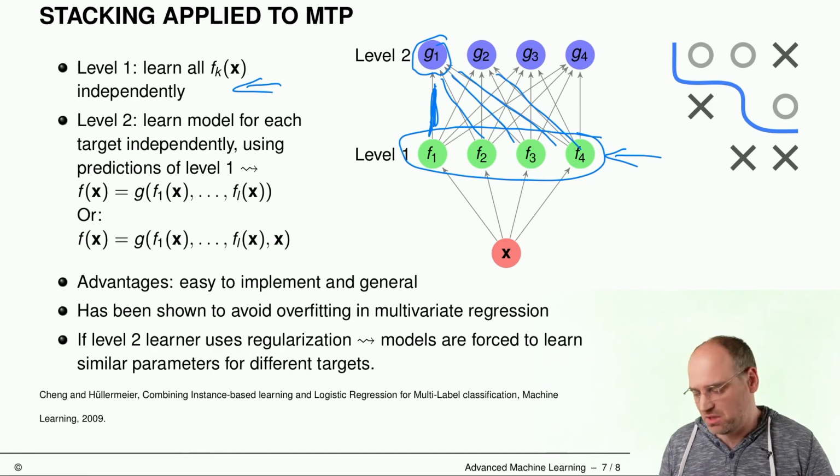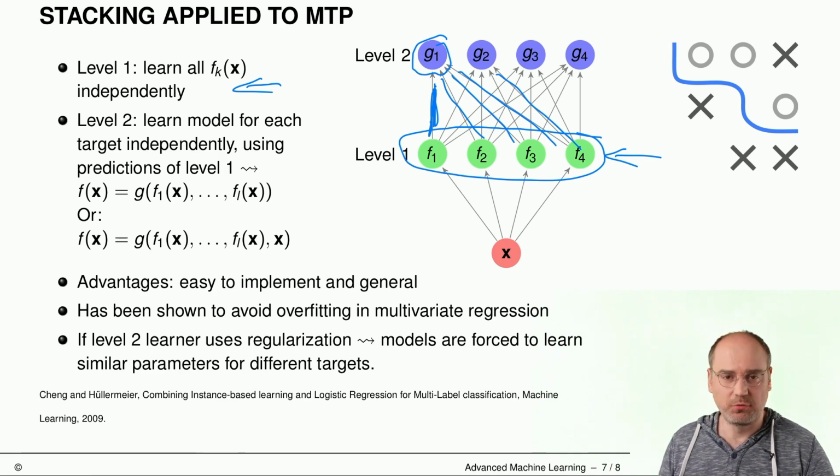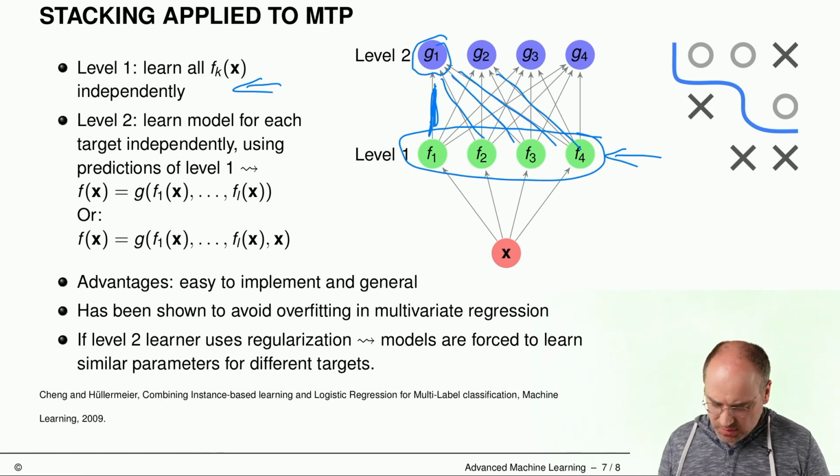Again, from a software engineering or toolkit perspective, you now have the freedom of using basically every model class and also maybe some hyperparameter optimization techniques of your liking. It's also pretty clear that this will not scale that well if the number of targets is hugely large. And you can again use regularization in your level 2 models to avoid overfitting or to enforce similar parameters for different targets, or you can also make that sparse if you want to. All of that's possible.